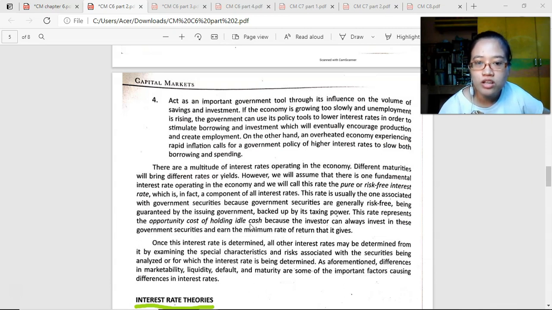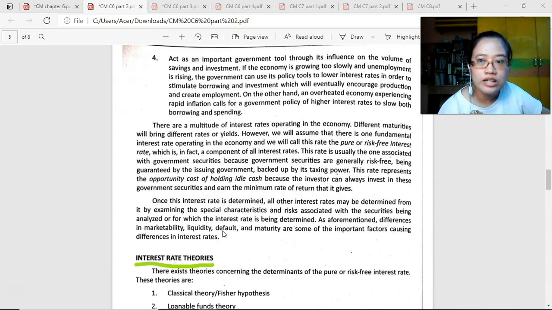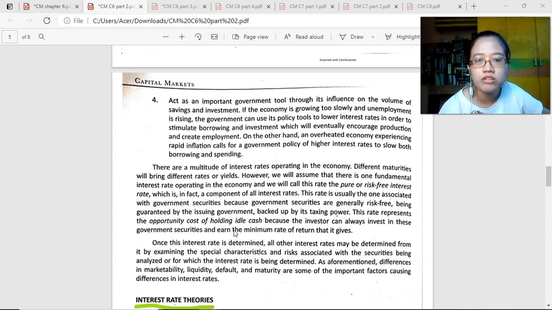This rate represents the opportunity cost of holding idle cash because the investor can always invest in these government securities and earn the minimum rate of return that it gives. Okay? Especially currently, they are lowering the minimum investment to these types of securities, so more and more people can invest in them. Once this interest rate is determined, all other interest rates may be determined from it by examining the special characteristics and risk associated with the securities being analyzed, or for which the interest rate is being determined. Normally, interest rate would also depend on the risk involved in the particular security. As aforementioned, the differences in marketability, liquidity, default, and maturity are some of the important factors causing differences in interest rate.